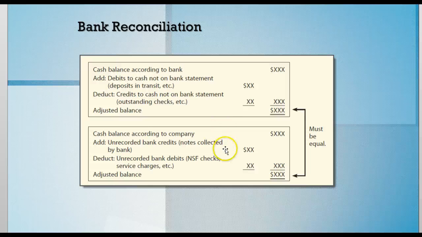Now, the other half of this is the cash balance that you have in your checking account. You would add to that notes the bank has collected for you, or maybe accounts receivable that they've collected for you, or you will deduct unrecorded bank debits, as they call them, for checks that have been returned, or service charges that they've done, maybe for collecting that accounts receivable. Now, when you add and subtract these from these two totals, these should equal. It's very important that they do.